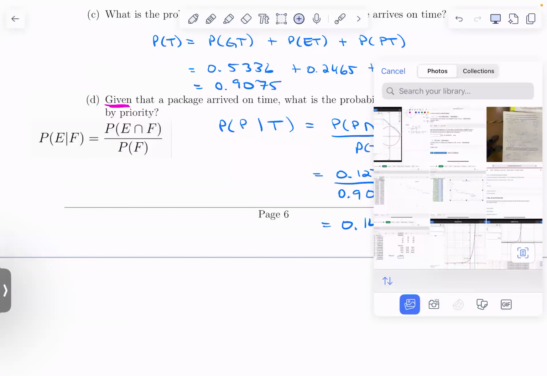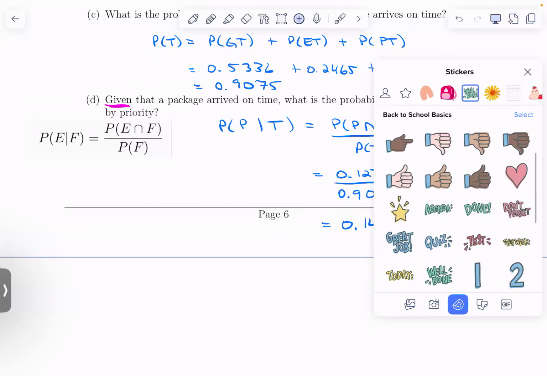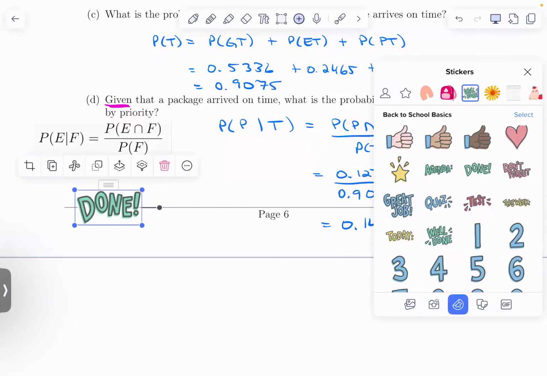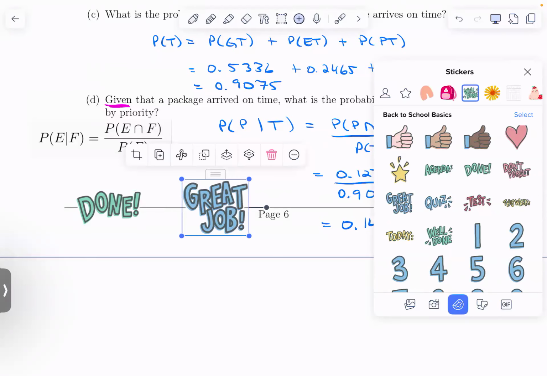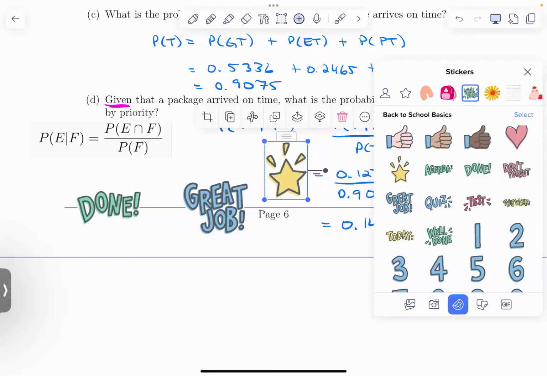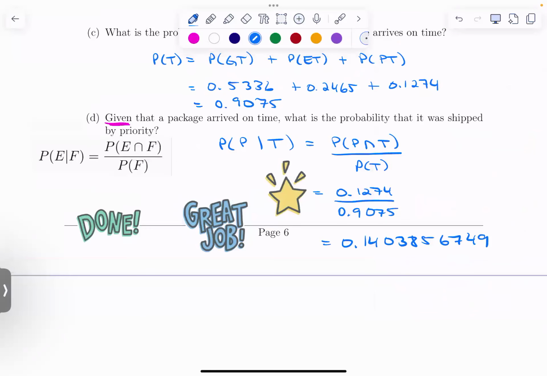I wish I had a more exciting one. How about this one? And a gold star for good measure. Because that's it. You did it.